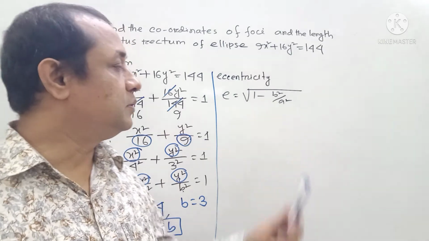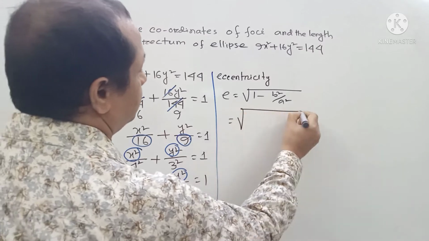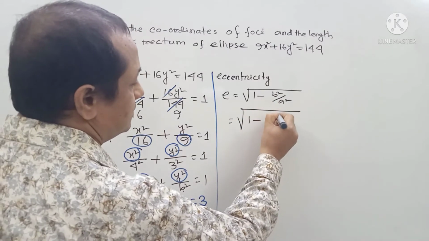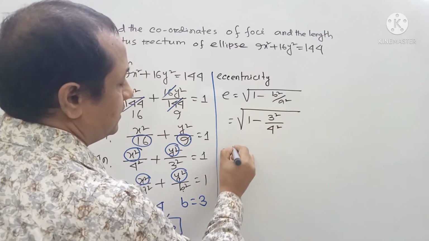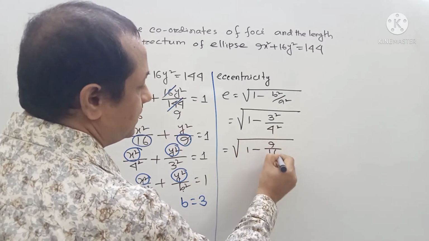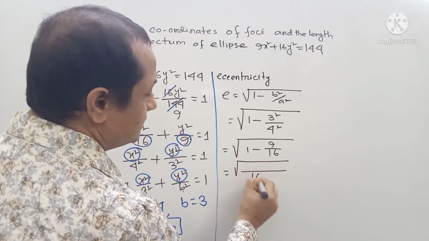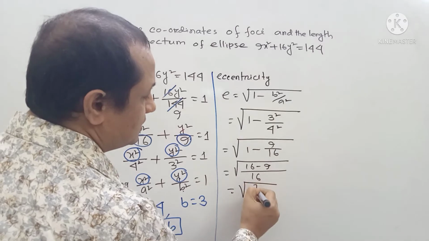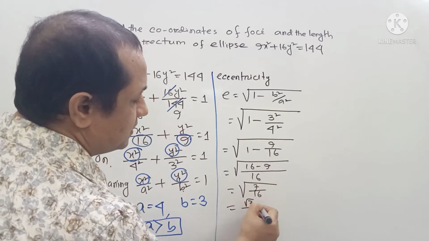Now putting the values of a and b: root over 1 minus, b is 3 square and a is 4 square. Now root over 1 minus 9 by 16. Now the LCM is 16, so 16 minus 9, root over 7 by 16. Now we get root 7 by 4.